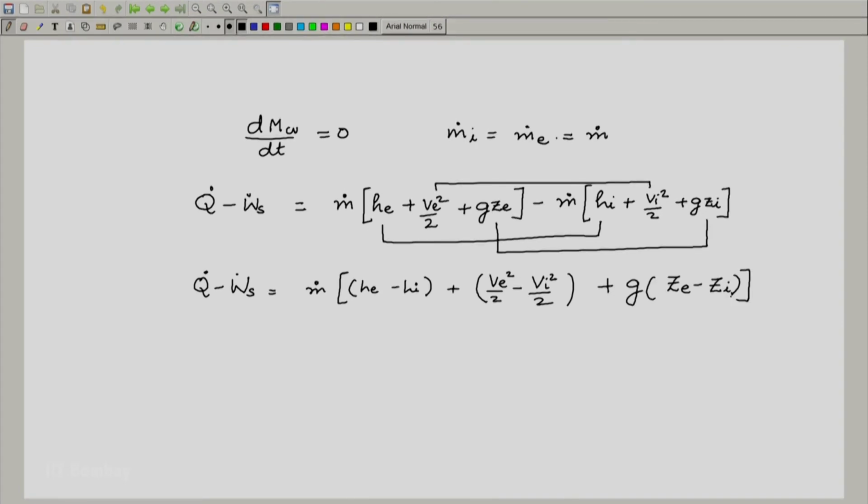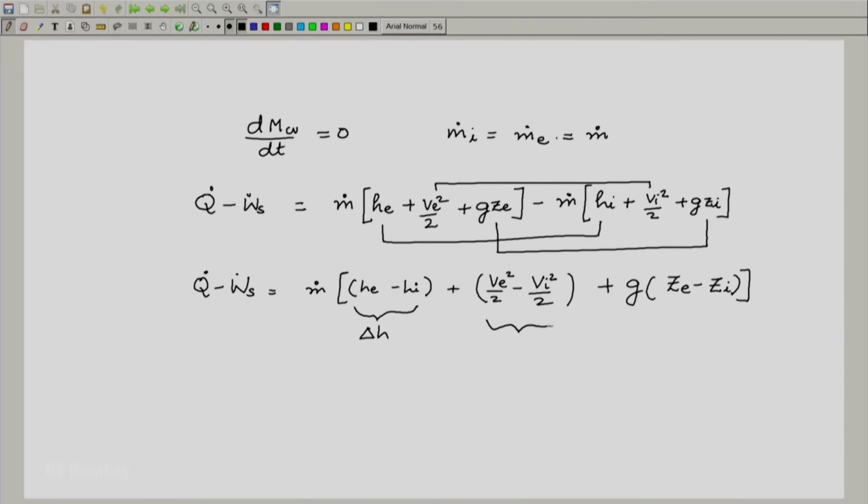So, we have just combined the terms, and this you can see we could have as well written as delta H, where delta H represents H at the exit minus H at the inlet. Similarly, we could have written this as delta E k, that is the change in the kinetic energy, the difference between the kinetic energies at the exit and inlet, and this one we can write as delta E p, that is the change in the potential energy, and we could have a very simple equation like this, and depending on the situation some of these would be important, some of these would not be important.